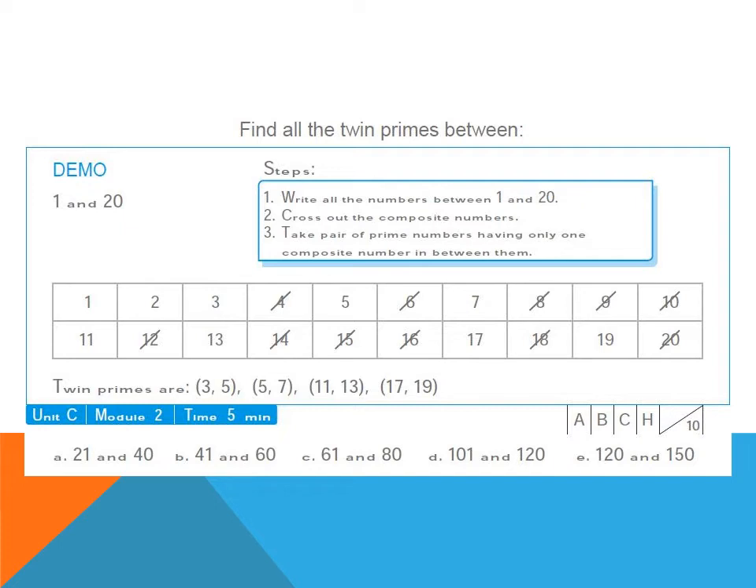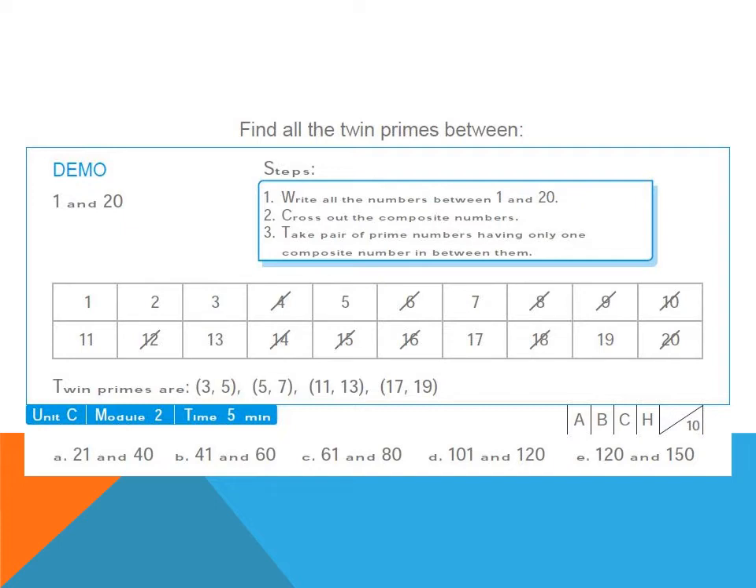So your concluding sentence will be, the twin primes are, and write the pairs in brackets separated by a comma. That means start the bracket 3, 5, close the bracket. In that form, you will write all the twin primes between the given two numbers in the question. In the same way, pause the video for 5 minutes, and actually you will need more time than 5 minutes. Take around 15 to 20 minutes and solve all the 5 problems given in module number 2.